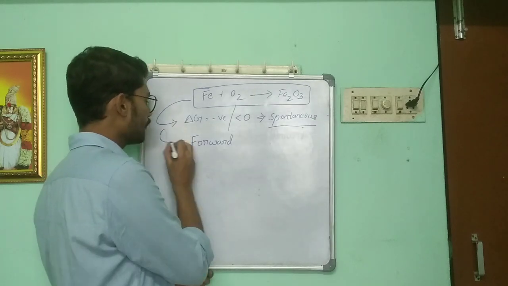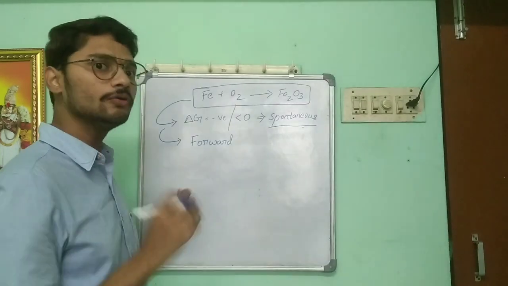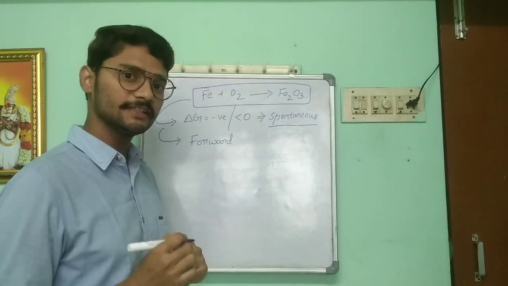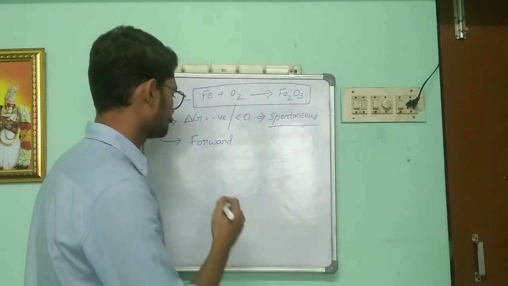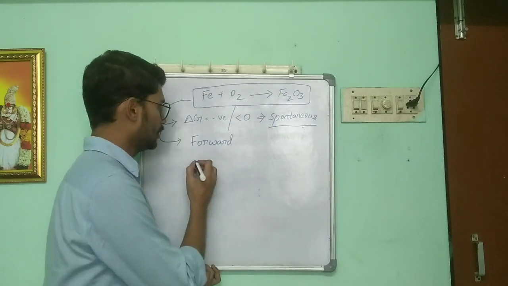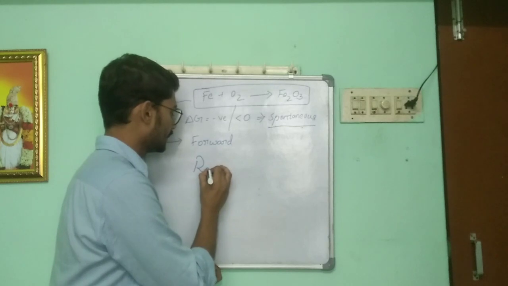So we have also spoken about chemical equilibrium. Now comes our main topic, chemical kinetics. What does chemical kinetics deal with? It deals with how fast or how slow the reaction will take place. So it talks about the rate of the reaction.